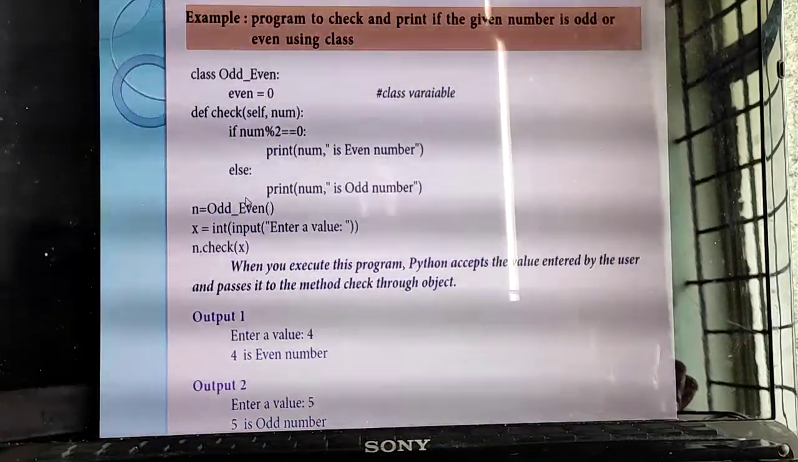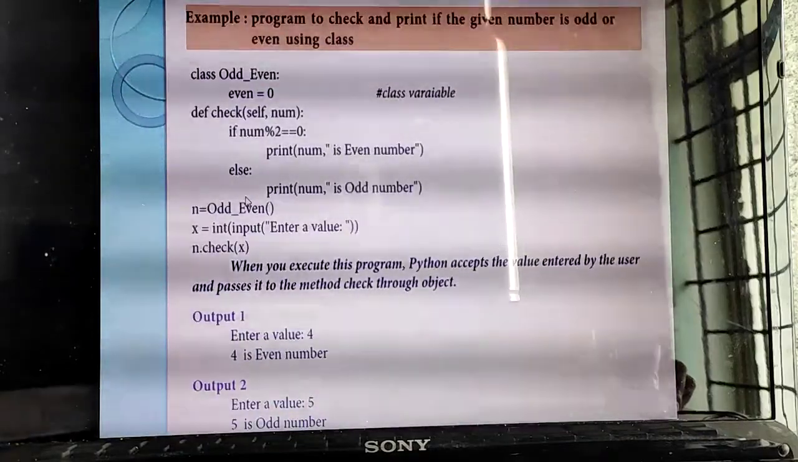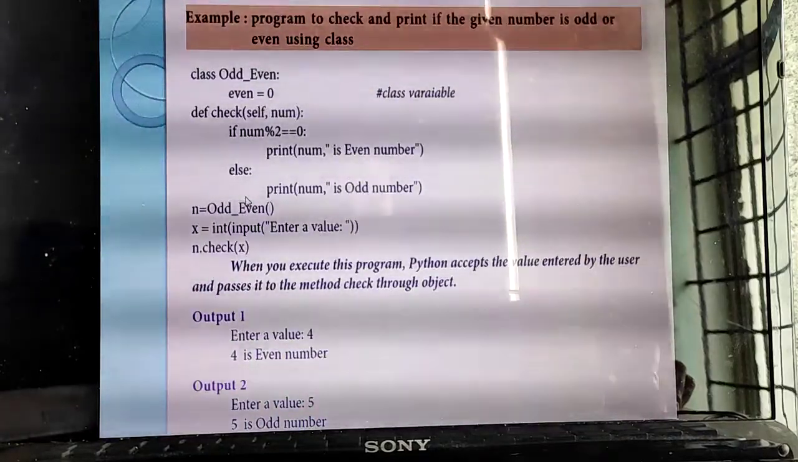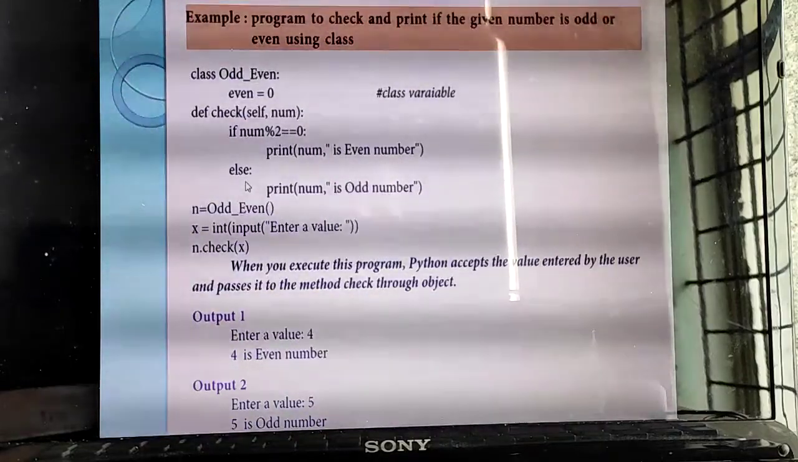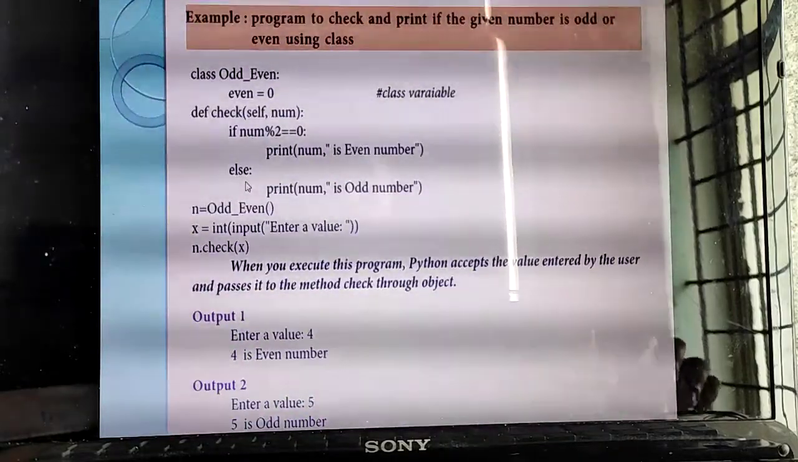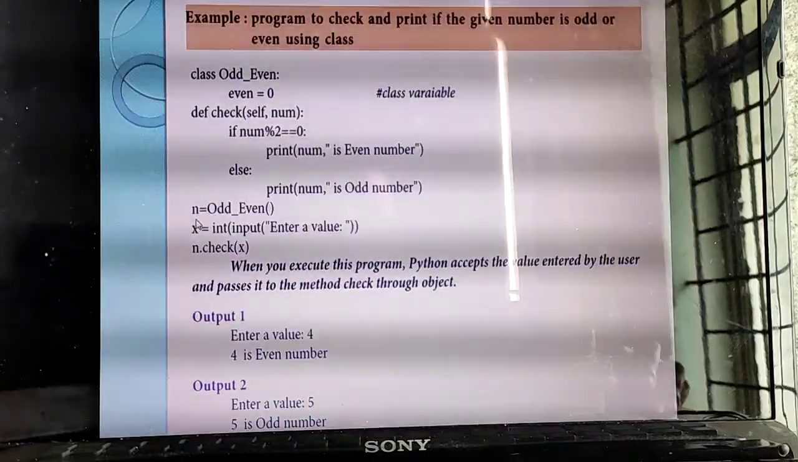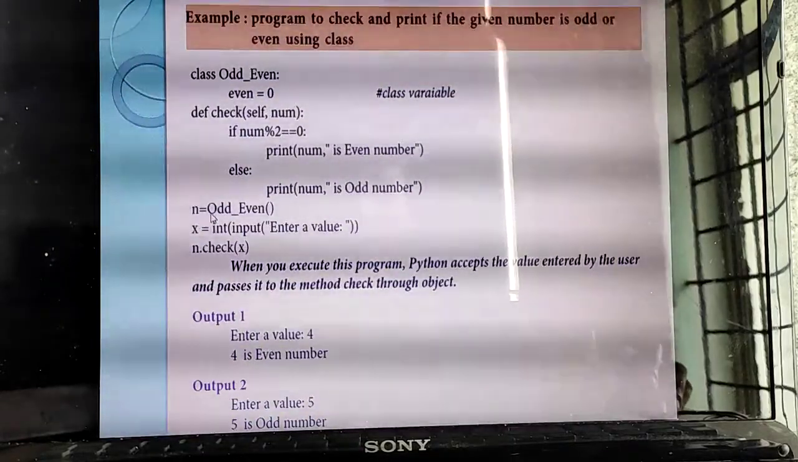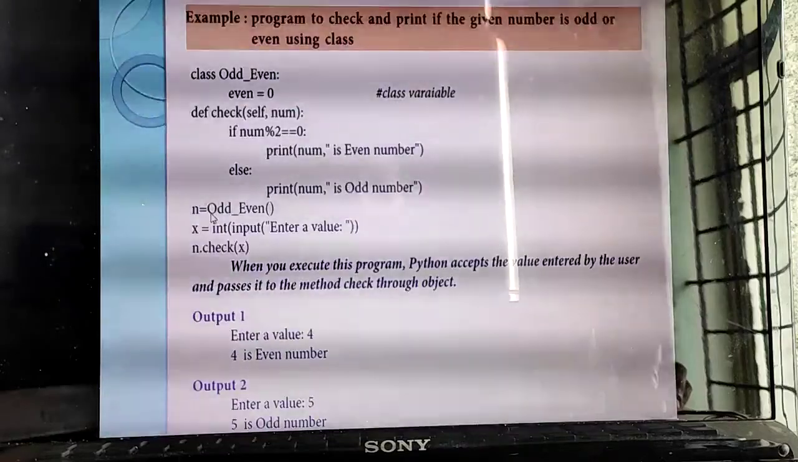If you should call the function, before that what you need to do? You should create an object for the class. So what's the general syntax for creation of an object? You should create objects with object name equal to class name of.